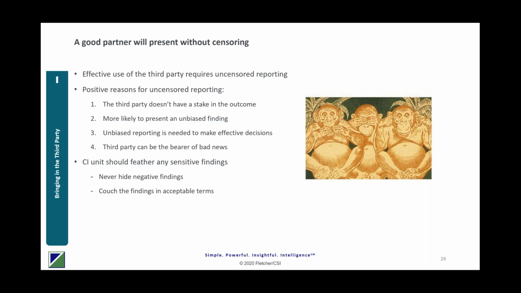As a CI unit, you can feather bad information, but one of your jobs is to tell the truth, to give the information as it is, to give your recommendations. Let people know what you found, even if it's bad, because it is always better to have bad news delivered early when you can do something about it than late when you can't. And your partner should also take that same attitude around that.